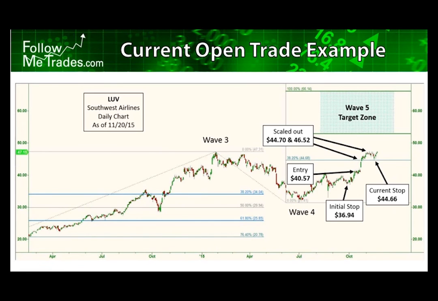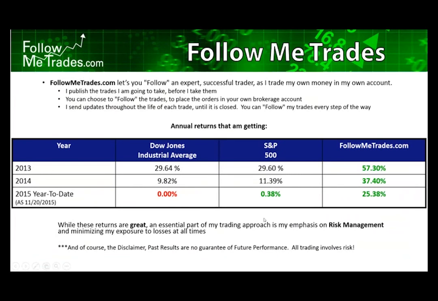Okay. So here's my results year to date. Just updated this. So Friday, it's funny, the Dow closed exactly flat. So the Dow is exactly at 0.00 gain. The S&P is up 0.3%. My trades year to date are up 25.38%. And these are trades that I'm publishing to my subscribers and that I'm taking myself. And an important part of my approach is my emphasis on risk management and minimizing my exposure to losses.